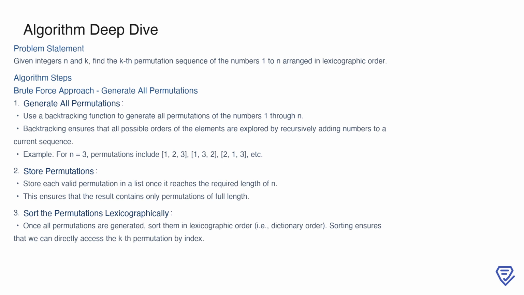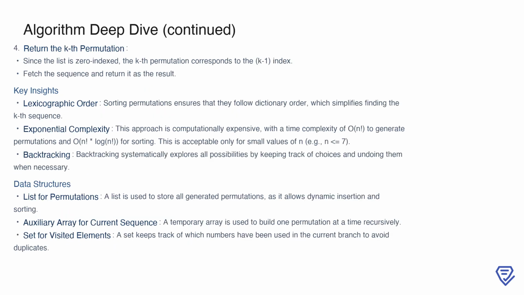Once the permutations are generated, they are stored in a list. This ensures that we capture all valid permutations of the desired length, n. Finally, the list of permutations is sorted in lexicographic order, which is essentially dictionary order. Sorting allows us to directly access the kth permutation using its index, making it easier to retrieve the desired result. Once all permutations are sorted lexicographically, the next step is to fetch the kth permutation. Since lists in most programming languages are zero-indexed, the kth permutation corresponds to the k minus 1 index in the sorted list. We can then return this sequence as the final result.